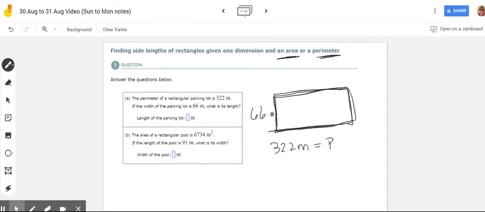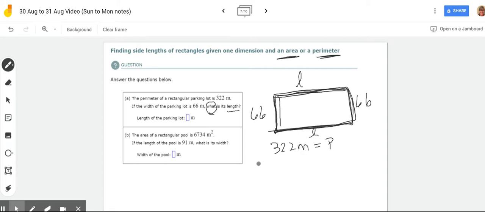I usually pick the shortest one as the width, because length seems longer than width. That's not always true, but that's kind of the way we think of it. What is its length? Let's go with L. We don't know what its length is. So this is 66 and this is L, and we know if we walk all the way around, we're going to get 322.